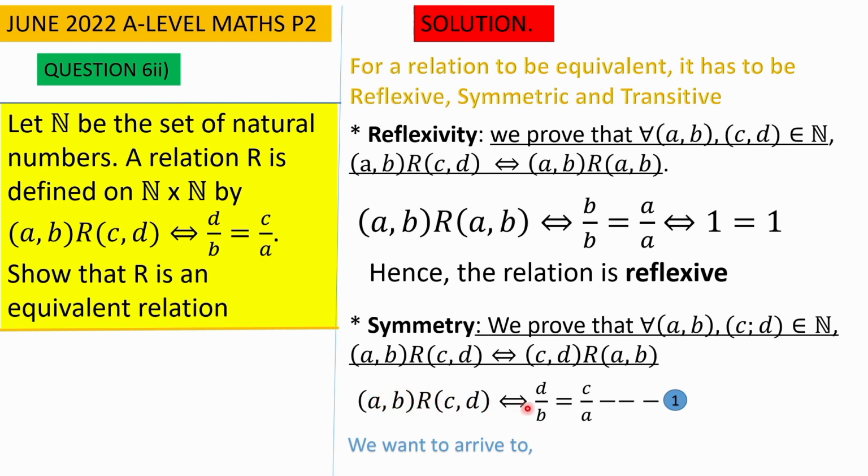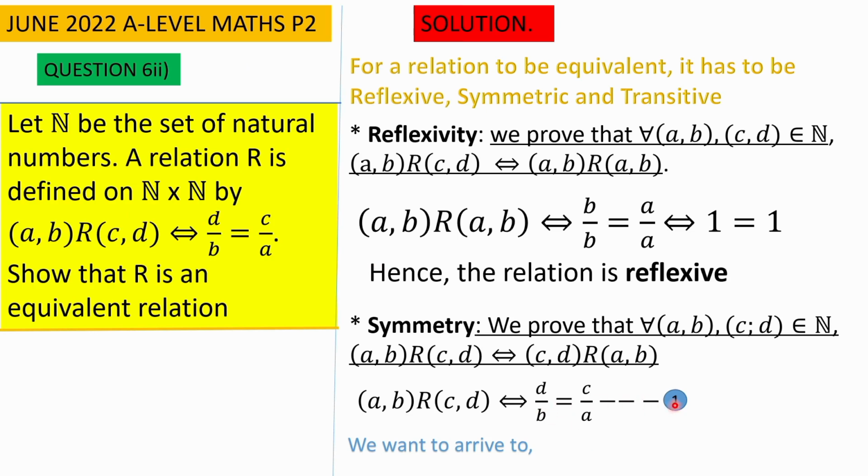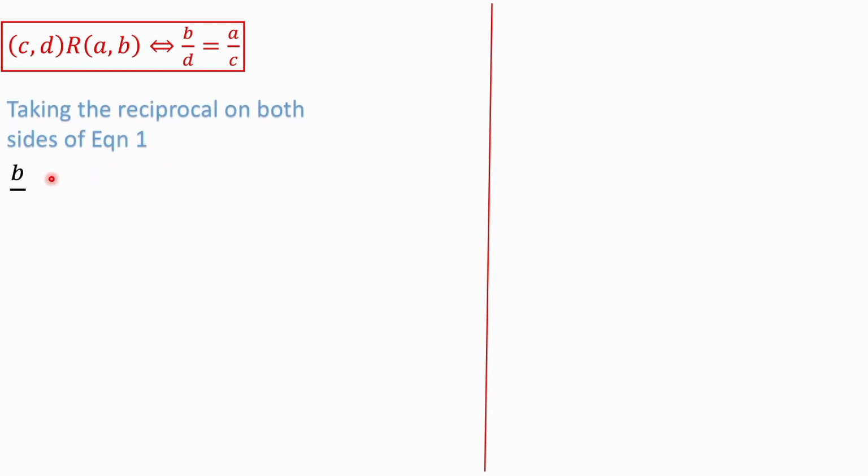So (c,d) relates to (a,b). It means that I'm just going to interchange: the place where I see a I put c, and the place where I see c I put a. So that's how I'm going to proceed. To arrive at this condition, we have to take the reciprocal on both sides of equation 1. Taking the reciprocal means that we are going to reverse equation 1. If you reverse equation 1, we clearly see that we have b over d equals a over c, which is our relation (c,d) relates to (a,b).